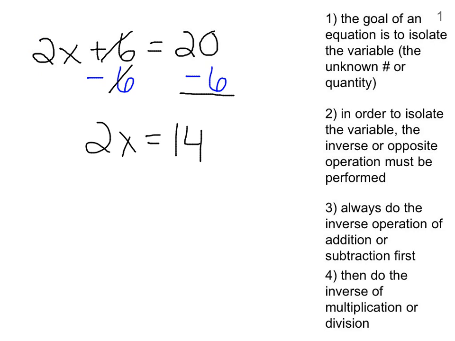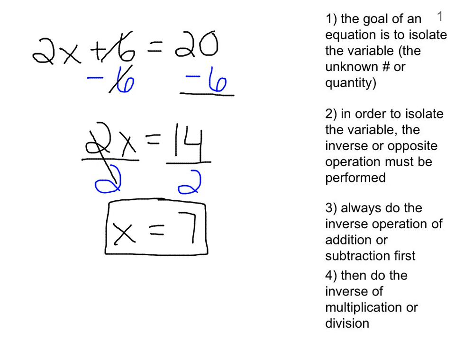And now you can see this turns into a multiplication equation. Here is our multiplication operation right there. Remember, when a number and a variable are next to each other, it means multiply. So instead of multiplying by 2, we're simply going to divide by 2, and remember, you have to do that to both sides in an equation. So 2 divided by 2 is 1, and 1x is just x, and 14 divided by 2 is 7, and right now our answer is x equals 7.